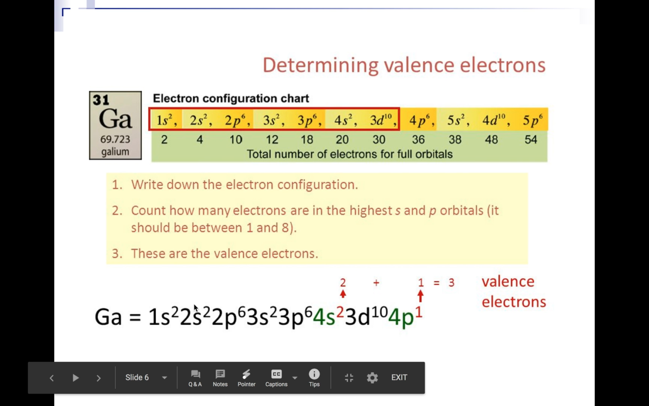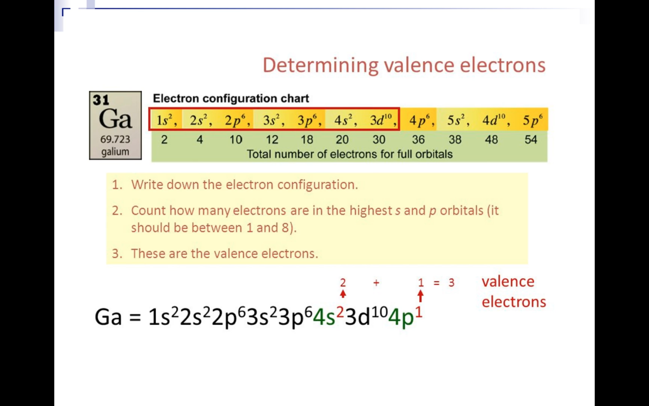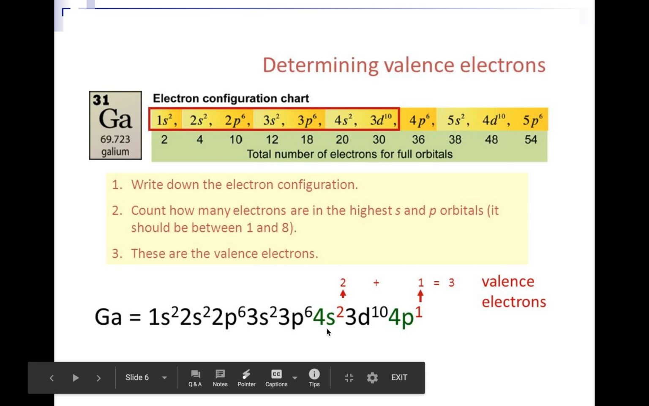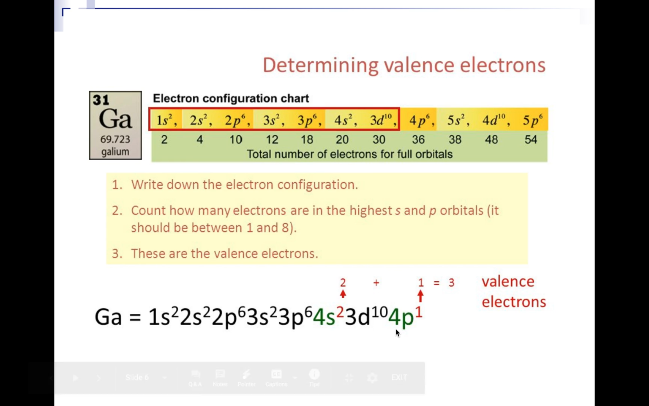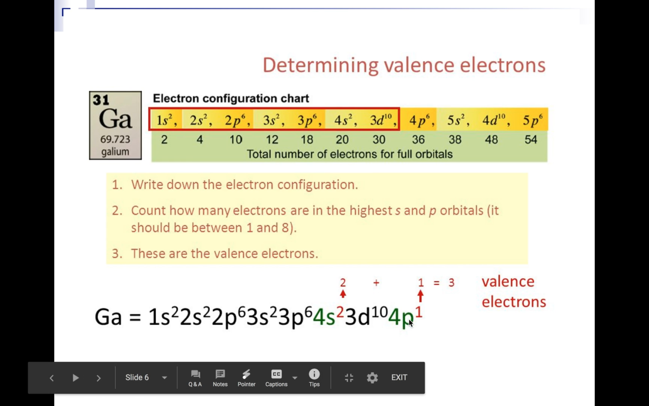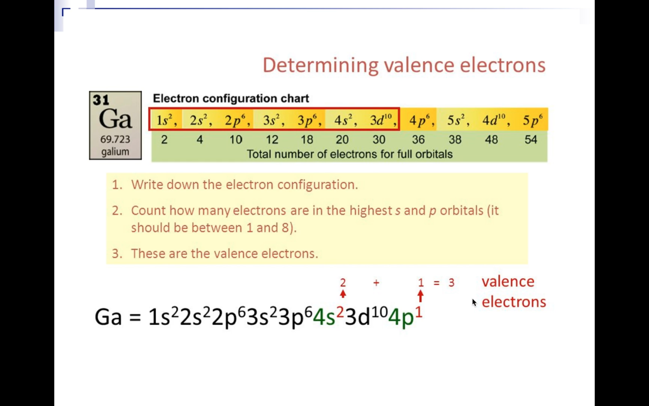When you're looking at electron configuration, you can determine valence electrons by looking at the highest occupied energy level, s and p orbitals. So if you look at this electron configuration for gallium, it's 4s2, 3d10, 4p1. 4 is the highest energy level, and the number of electrons is 3. So that means there are 3 valence electrons. Gallium is also in group 13 on the periodic table.